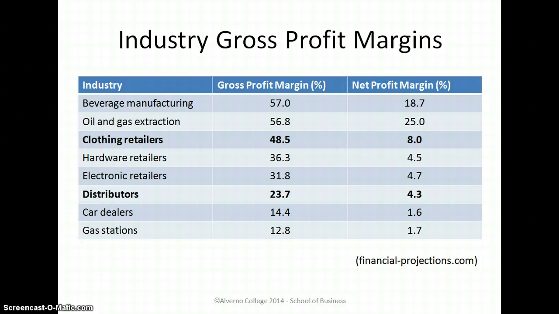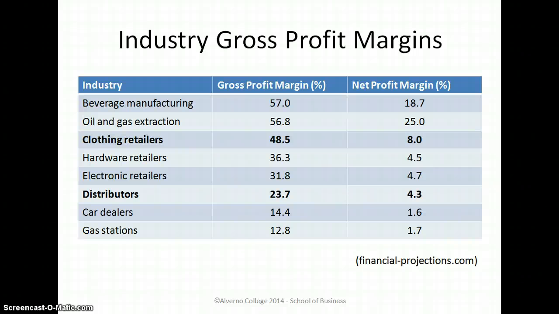Now let's just take a quick look at industry gross profit margins. These are relatively easy to find. They vary a little bit depending on who's reporting them. But I've just taken a sampling here randomly and shown a range. You can see that beverage manufacturing, their gross profit margins are 57%, with the net, just for reference, is 18%. But if we look at the bottom of this chart, gas stations, look at that, gross profit margin of only 12, let's call it 13%, and net of 1.7.